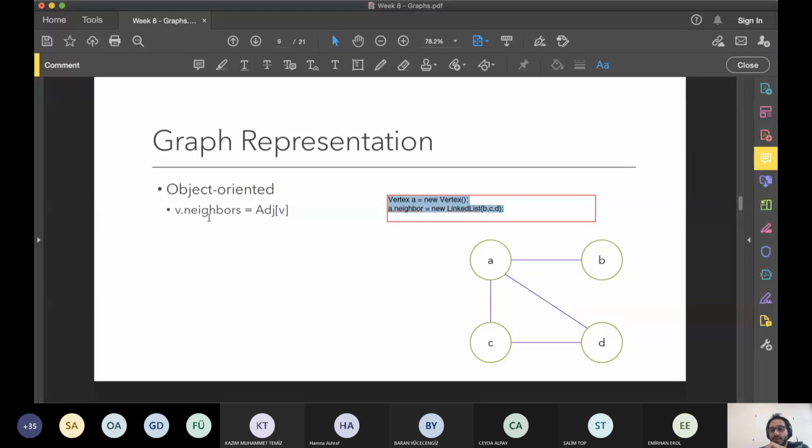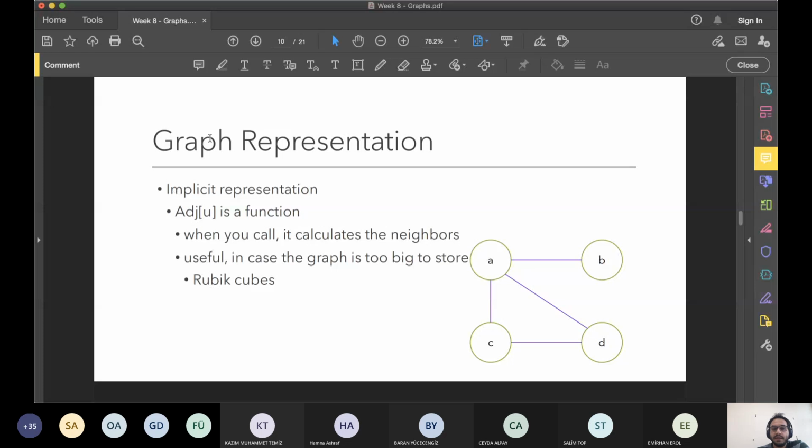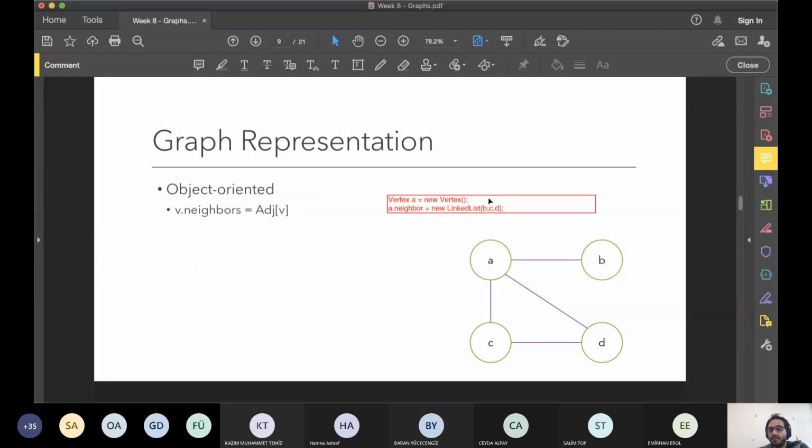For each node, we can generate neighbors, again, like a linked list. We can define a function like this. And the other way is the implicit representation, where we do not explicitly say what the neighbors of the graph are. Here, adjacency of the vertex is a function, so when you call the function, you calculate neighbors. We do not define all of the graph here, but this is the explicit representation.